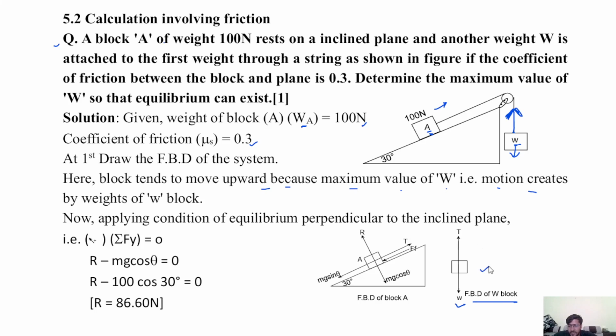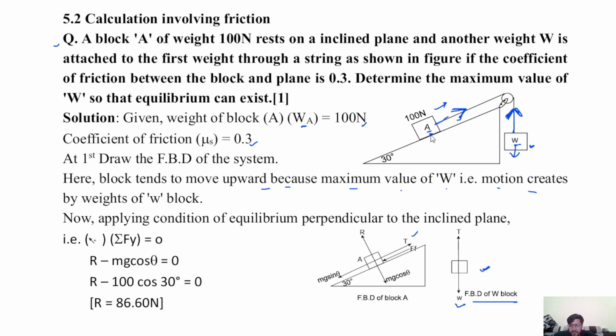So this is the free body diagram of block W, and the free body diagram of block A. Block A tends to move in the upward direction when W is maximum, which means tension is acting in this string in this direction, away from body A. So the tension T is in the upward direction.